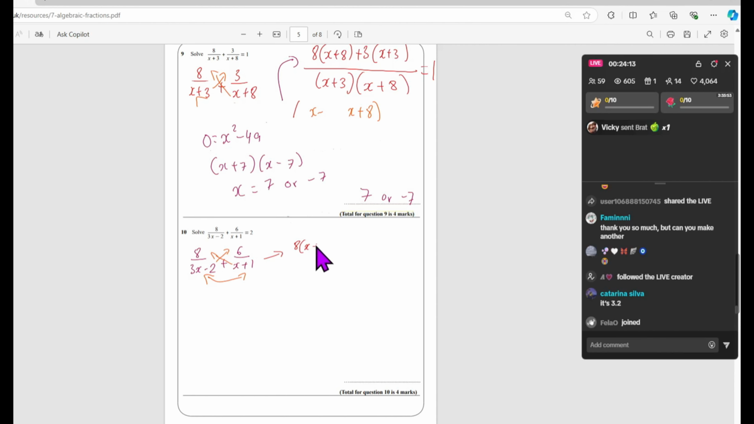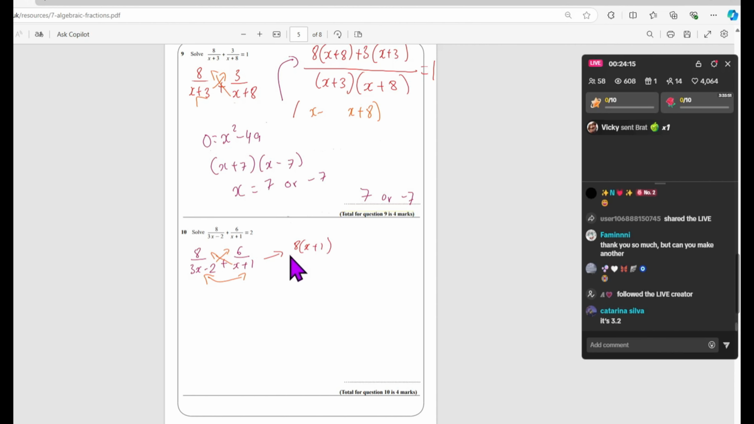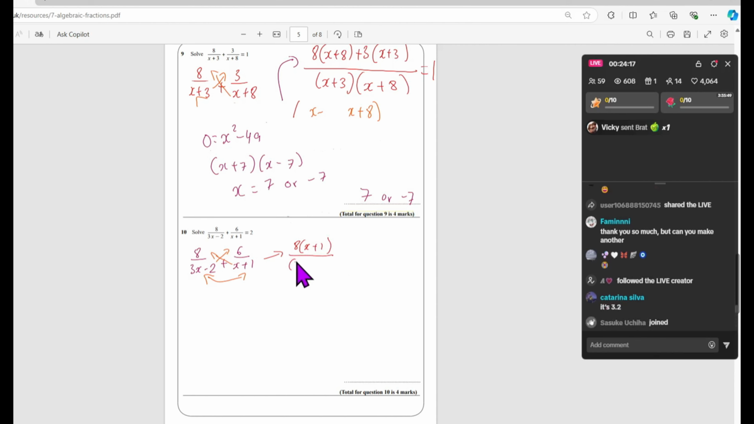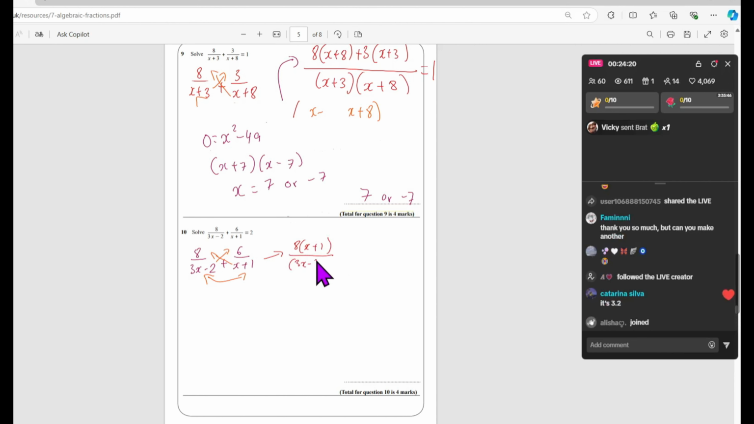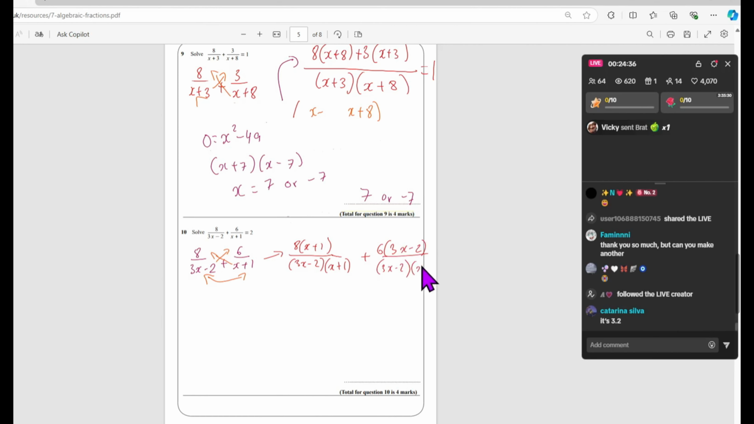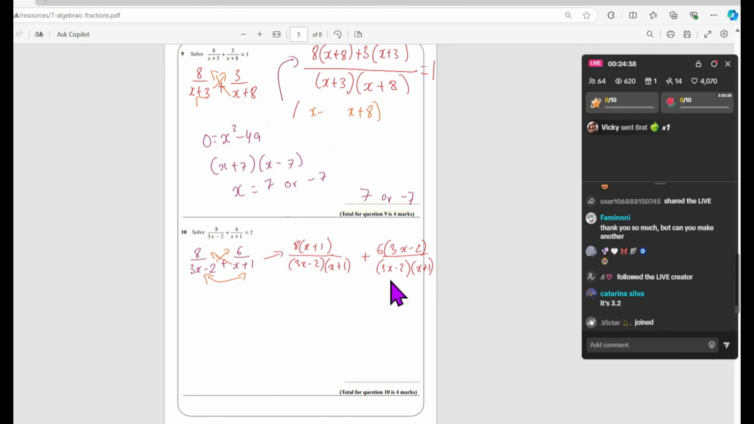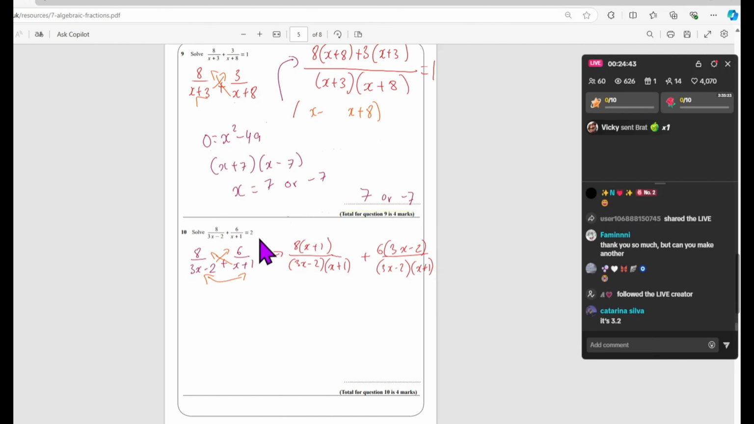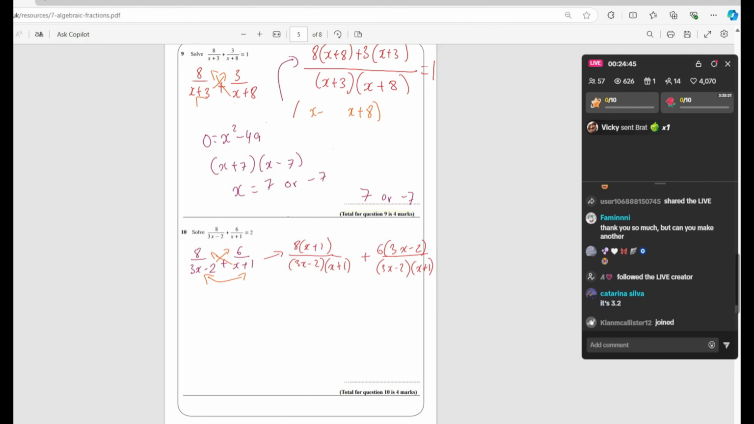And then you're going to end up with 8 times x plus 1. Remember, we're going to keep it as brackets. Then we're going to expand it later after we've gotten rid of the denominator. Plus 6 times 3x minus 2, then over 3x minus 2 times x plus 1. I'm running out of space. Okay. Remember, this is equal to 2. Do not forget the fact that it's equal to 2.